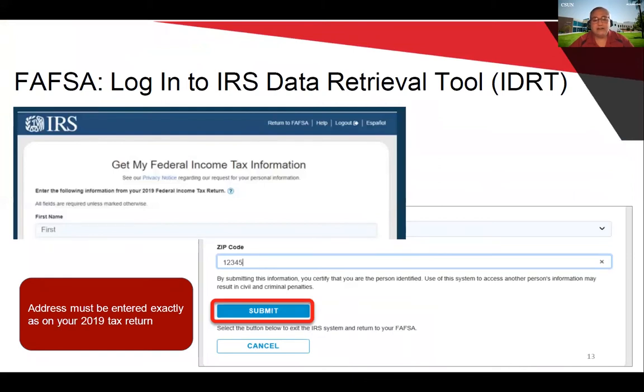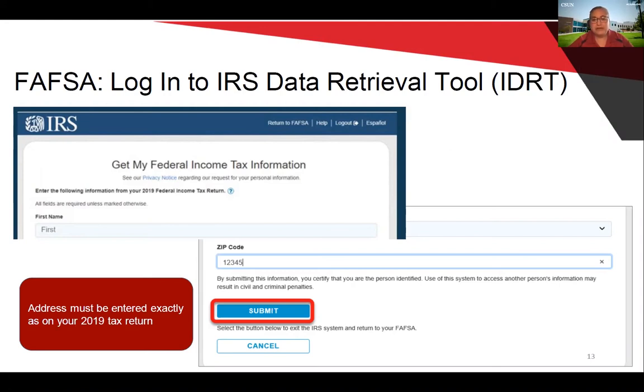Once you're on the IRS website, it's very important that you enter your address exactly as it's shown on your 2019 tax return. It has to mirror it exactly. If you enter your address and you're not able to use the tool successfully, review your address and make sure that it is the same as shown on your 2019 tax return. If maybe recently you have moved and you no longer live in the residence that you did back in 2019, you want to use the address from 2019. The address must be exactly as when you filed that tax return.